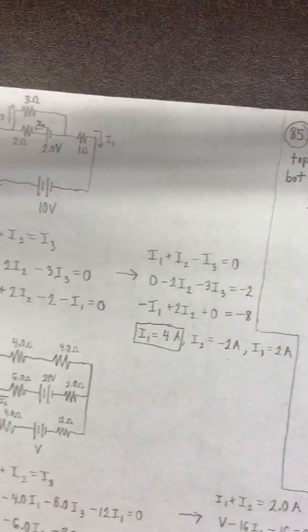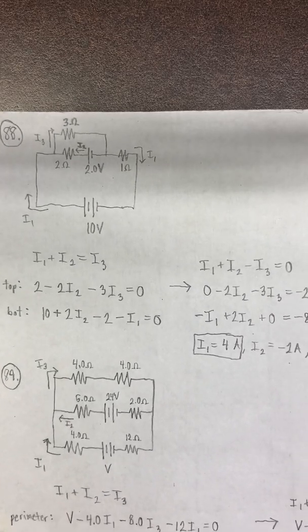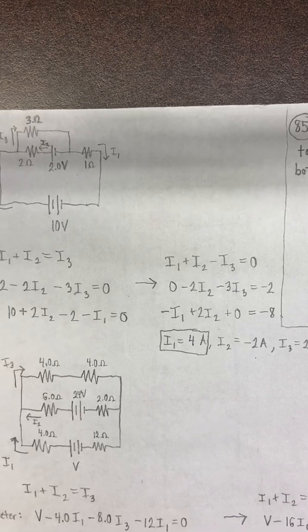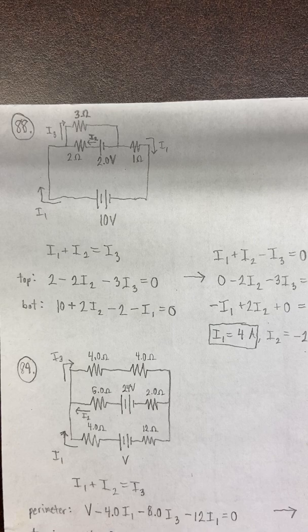All right, let's continue then. So the next number is 88. And here it's more of the same, except that we're really just finding I1. The method is going to be still using Kirchhoff's rules, with the junction rule and the loop rule.